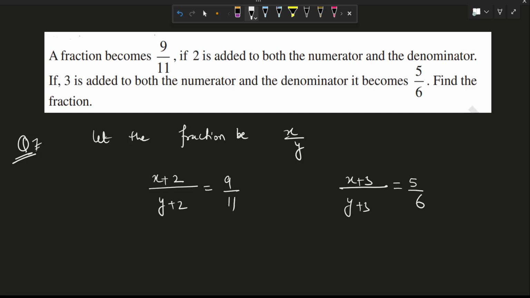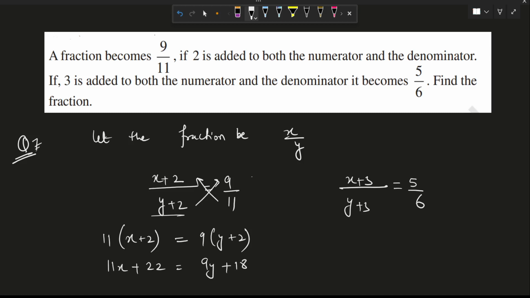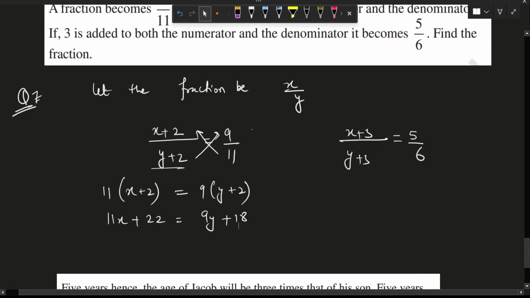Let's solve it. How will we solve? You cross multiply, meaning you multiply 11 with this thing, x plus 2. You multiply this thing with 9, y plus 2. Simplify it. 11x plus 22 is 9y plus 18. Bring things here and there, do transposition. So 18 and 22, when you subtract, it's minus 4.